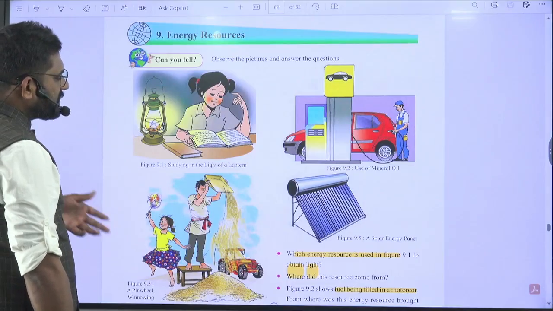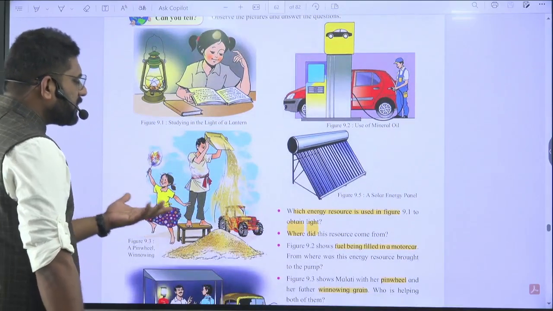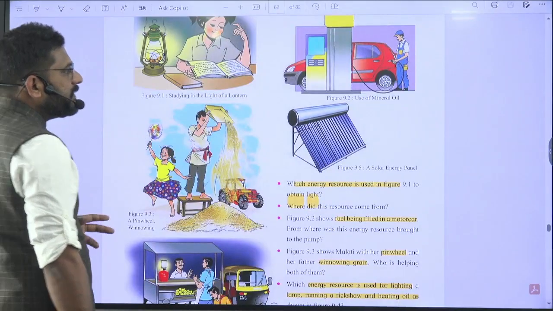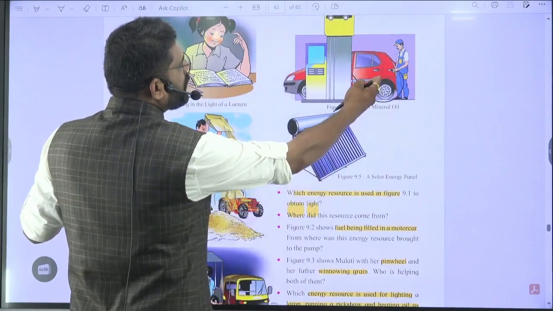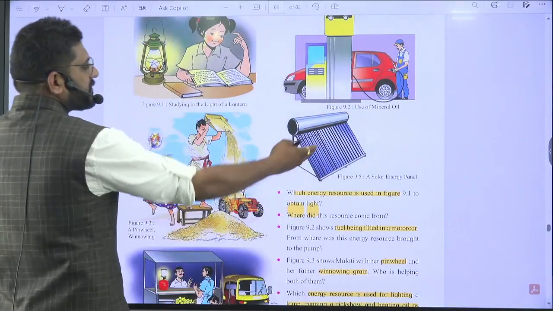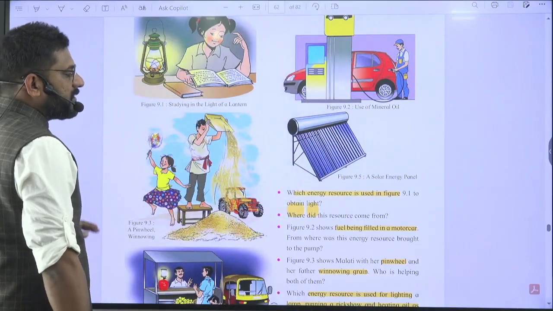Some people are studying, some people are winnowing here. She's playing with her pinwheel. Again, the person is using petrol in his vehicle. There's a solar energy panel here.